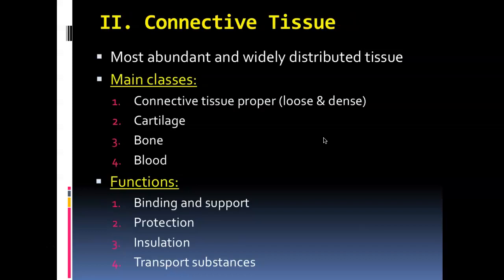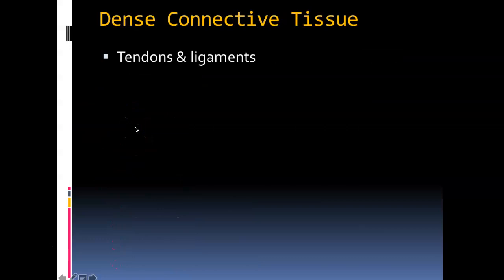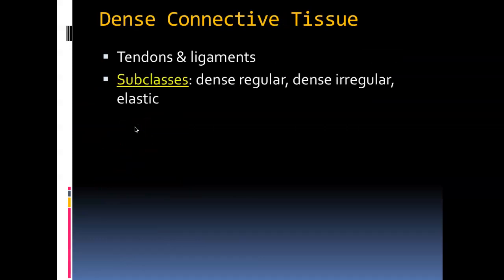All right, so I'm going back up here to number one, and then I'm going to go down each one of these and talk about each one briefly. All right, dense connective tissue are tendons and ligaments. So remember, tendons and ligaments are what's going to attach bone together and then attach muscle to bone. So you can remember a tendon is going to attach muscle to bone.